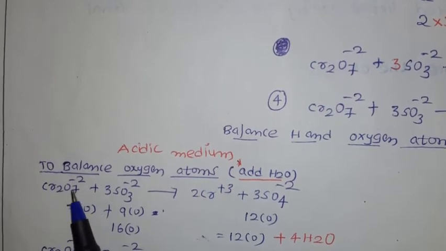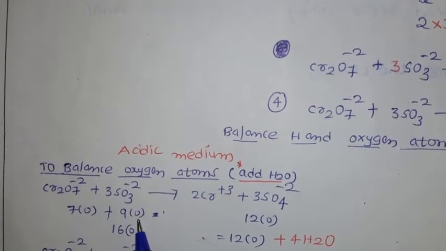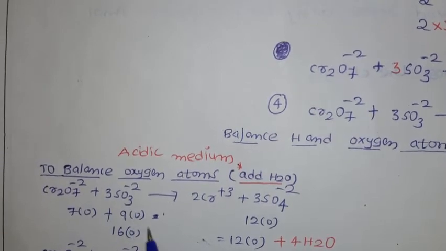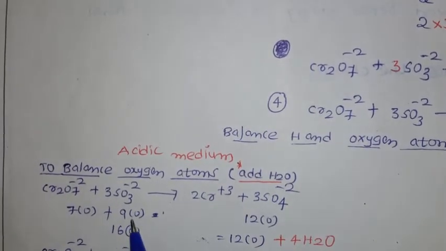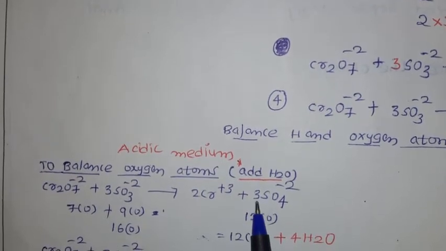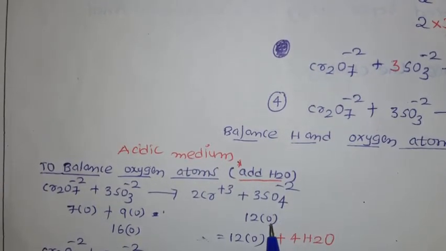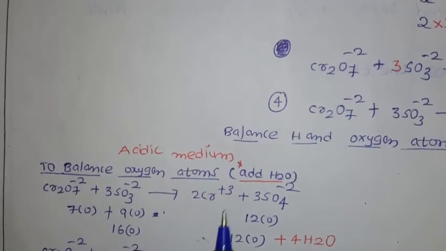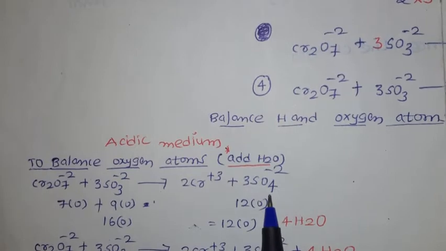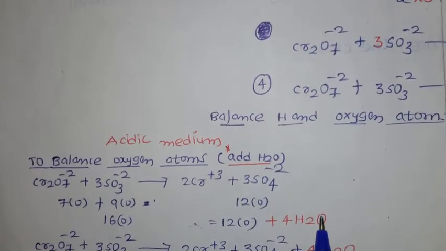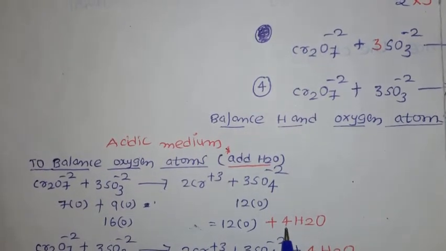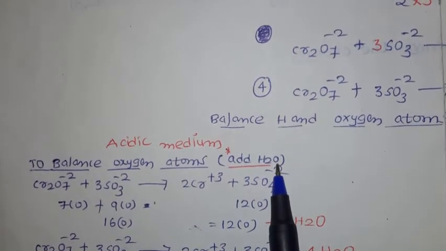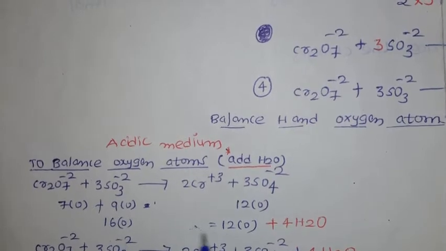Here there are 7 oxygen atoms, and here 9 oxygen atoms: 3 into 3 is 9. In total we have 16 oxygen atoms on the reactant side. Now here 3 into 4 means 12 oxygen atoms. So 16 and 12. Where do we have fewer oxygen atoms? On the product side. So now you have to add 4 H2O molecules. Why 4? Because from each water we get only 1 oxygen atom. So how much deficiency is there?